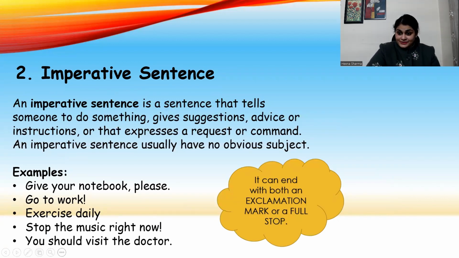Second is the imperative sentence. Children, as I told you, this first video on the sentence is going to be divided into two parts. This is part one, where I'm talking about just two kinds. One, declarative, another is imperative. So hear me out very carefully. An imperative sentence is a sentence that tells someone to do something. It talks about suggestions, advice, instructions, or expresses a command or a request.